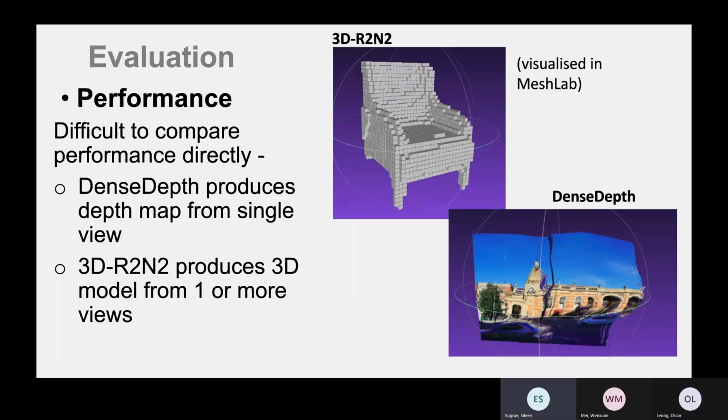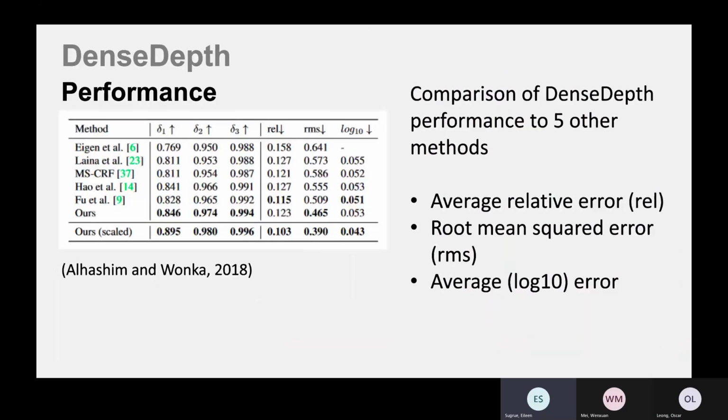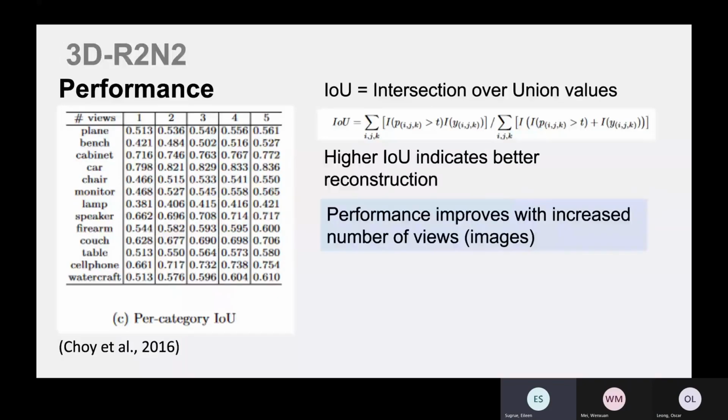For DenseDep, a loss function can be defined by comparing the generated map against a ground truth, in particular comparing the depth values and the depth gradient. We see the average error for DenseDep is lower or comparable to other solutions. For 3D R2N2, it can be single or multi-view, and we see that the IOU generally improves with the number of images input, meaning that for a user, if they can take multiple photos of the same object, they can get a better 3D reconstruction with this method.